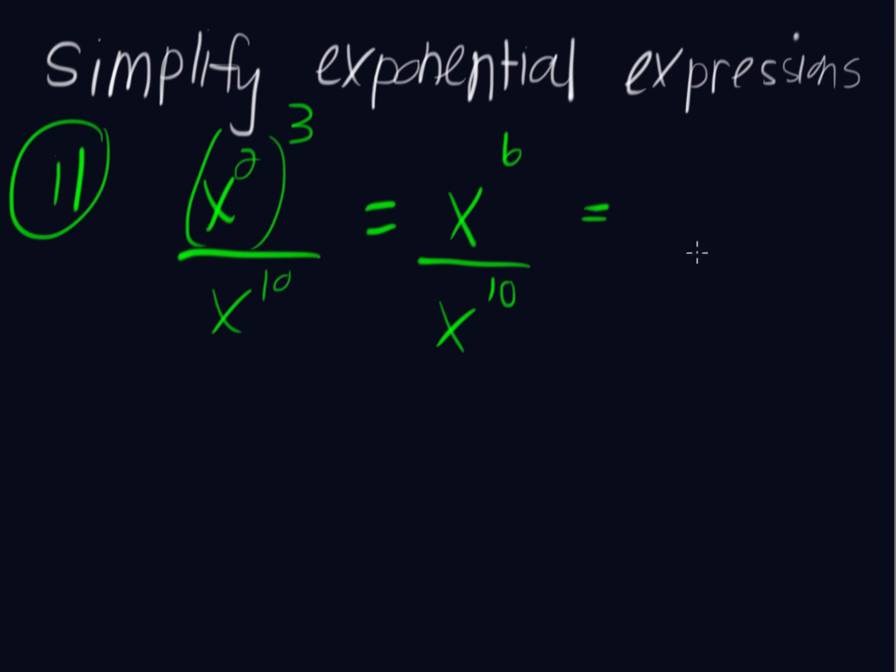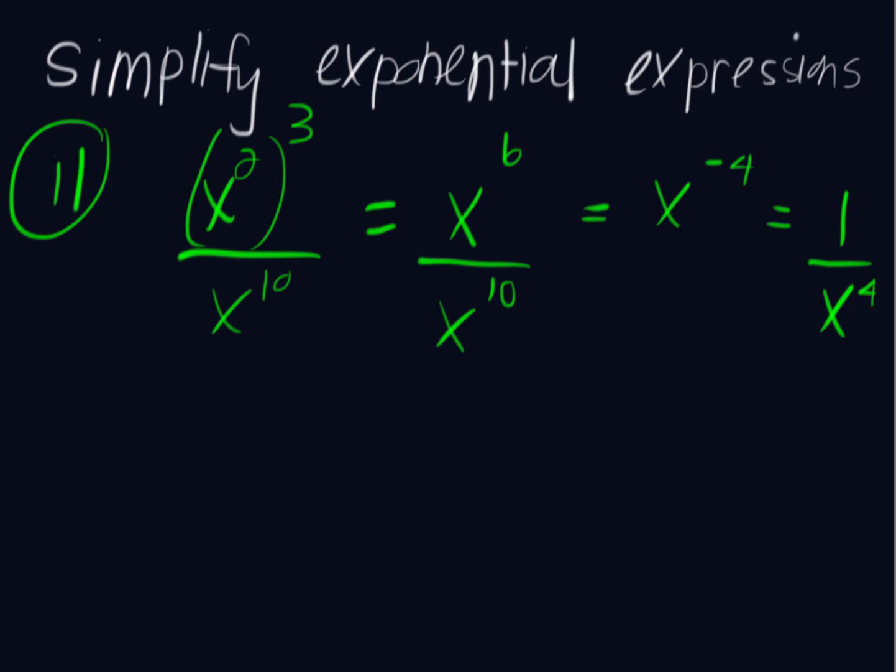And since I have the same base, I'm going to subtract the exponents when they're divided. And so that would be x to the 6 minus 10, which would be just x to the negative 4. But no, I don't want negative exponents. So I would want to write my final answer as 1 over x to the positive 4.